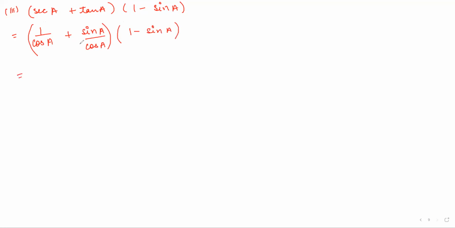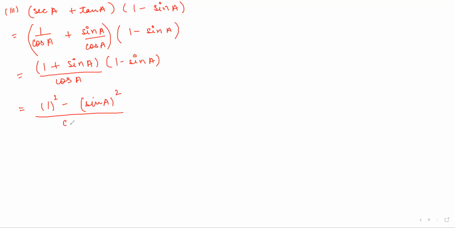Okay. Now here we have fractions. We are adding fractions. So take LCM. LCM is cos of A. So that becomes 1 plus sine of A, and then I have 1 minus sine of A. Okay. Now again, this is (A plus B) into (A minus B) in the numerator. So that becomes A square minus B square, right? So this becomes 1 square minus (sine A) whole square, correct? A square minus B square. And then I have cos of A. So I get 1 minus sine square A divided by cos of A, right?